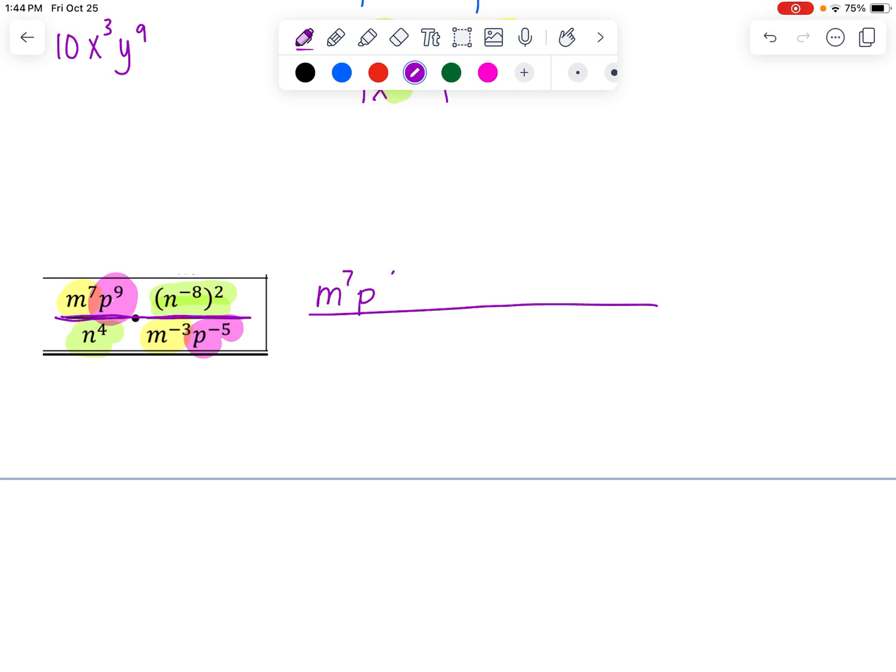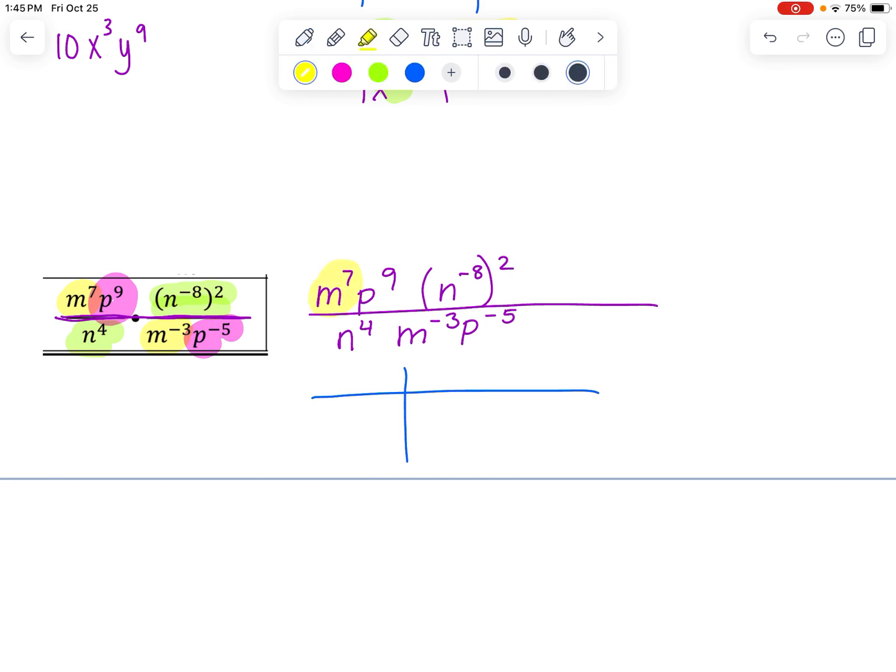So m to the 7th, p to the 9th, times n to the negative 8 power squared, n to the 4th times m to the negative 3rd power, p to the negative 5th power. So now after I have it written as one combined expression, I'm going to start separating, and I'm going to start with the m's. So I see I have the m to the 7th here, and another m term there. So m to the 7th is in the numerator, m to the negative 3rd is in the denominator.